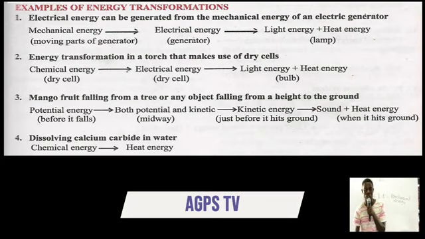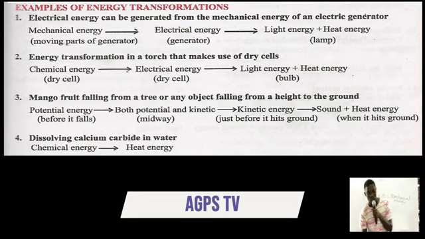Now, the third one: a mango fruit falling from a tree, or any object falling from a height to the ground. I demonstrated it for you to see, like the marker. If I leave this marker, it possesses potential energy. If I let this marker hit the ground, the potential energy will be converted to kinetic energy. As soon as it hits the ground, it will make some sound. So sound plus heat energy.